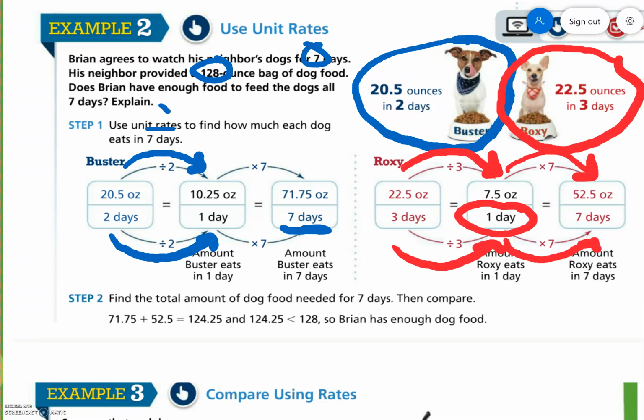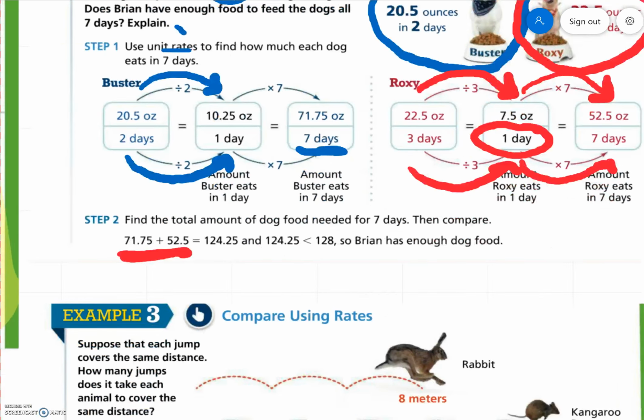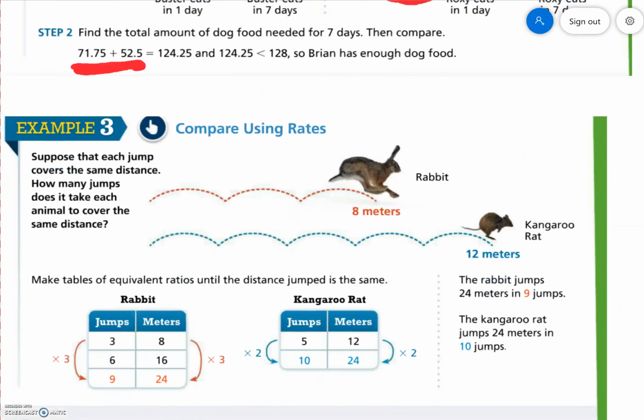So Buster eats 71.75 ounces. Roxy eats 52.5 ounces. To find how much total we need, we're going to add them together. So the total amount of food that both dogs need is 124.25 ounces, which is less than 128. So Brian has enough dog food.